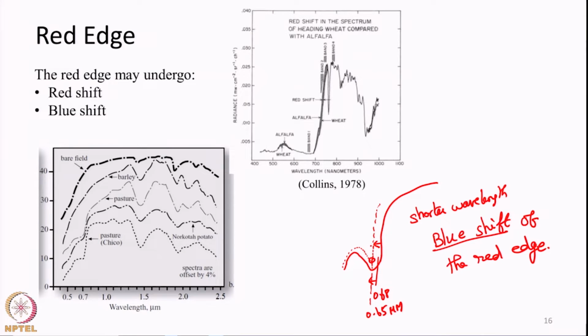Similarly, when the vegetation is in an active growing phase, like it starts from a very small plant and suddenly increases to a large canopy, when that happens, the red edge portion will move towards longer wavelength. That is, let us say the vegetation was something like this before. After some time, after maturity, it may become something like this.